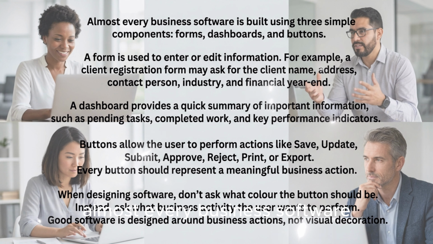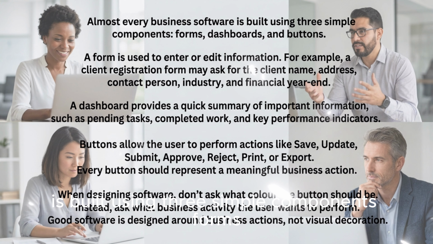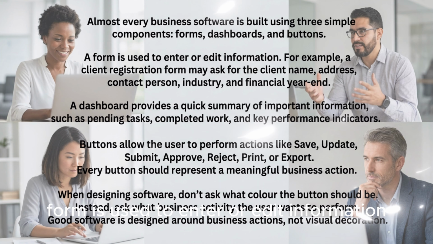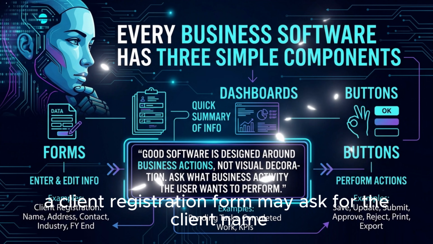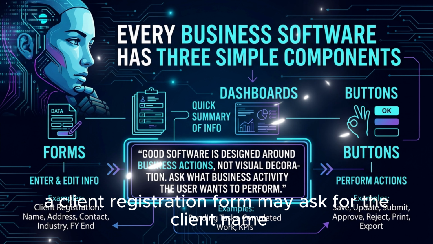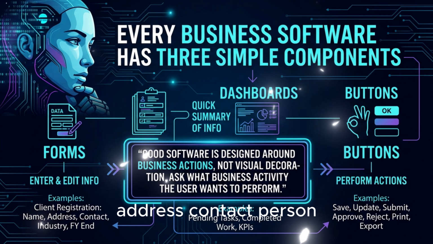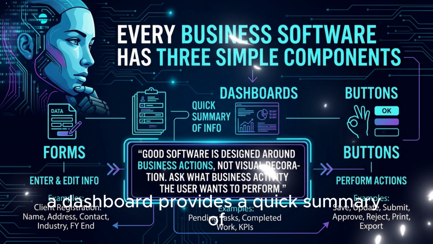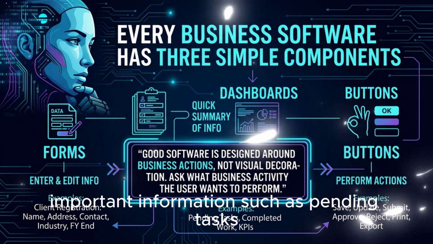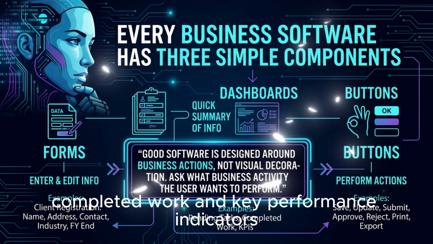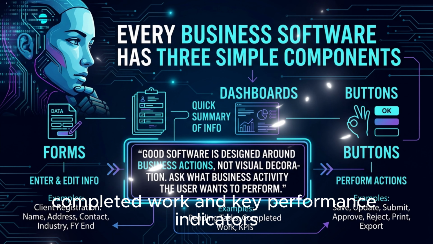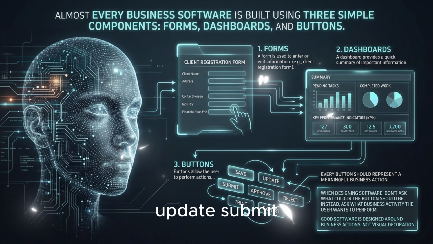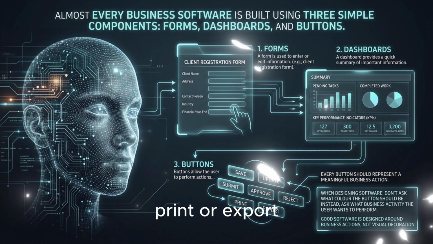Almost every business software is built using three simple components: forms, dashboards, and buttons. A form is used to enter or edit information. For example, a client registration form may ask for the client name, address, contact person, industry, and financial year-end. A dashboard provides a quick summary of important information, such as pending tasks, completed work, and key performance indicators. Buttons allow the user to perform actions like save, update, submit, approve, reject, print, or export.